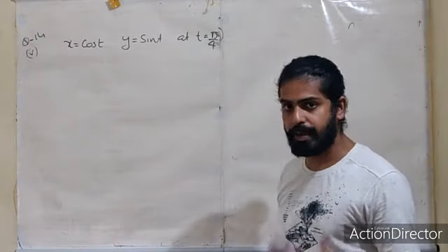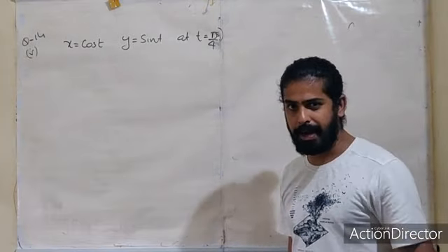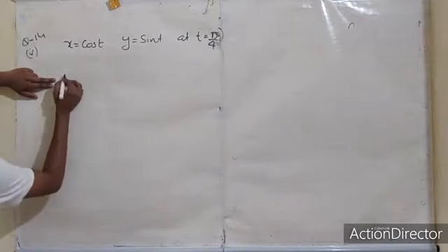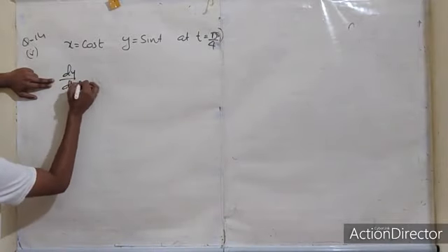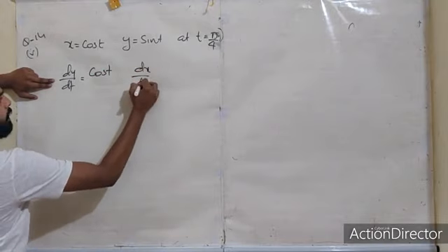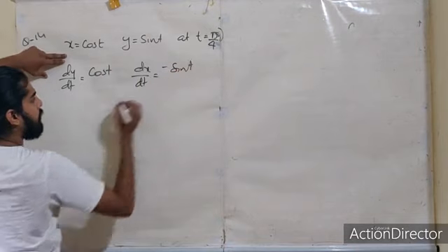So first let's find dy by dx. How to find dy by dx? We will find dy by dt and dx by dt, then we will divide to get dy by dx. So dy by dt, the derivative of y with respect to t, is equal to cos t. dx by dt, the derivative of x with respect to t, is negative sin t.